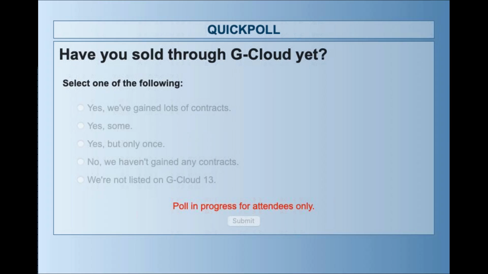Quick poll here. We've got a minute to answer. Have you sold through G-Cloud yet? Please select one of the following: Yes, we're getting lots of contracts. Yes, some. Yes, but only once. No, we've not gained any contracts, and we're not actually listed on G-Cloud 13. Looking good, about 80% of you have voted already. I think we will call it a day on that one. We've got a lot to get through, so let's share the results, please.